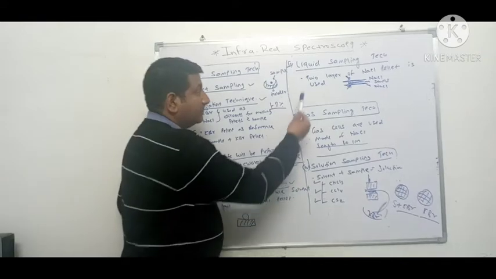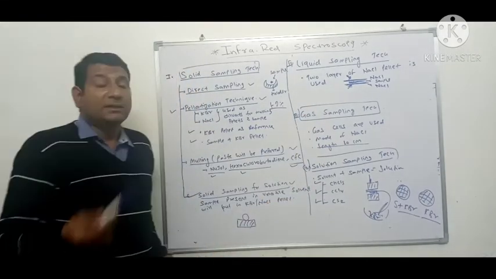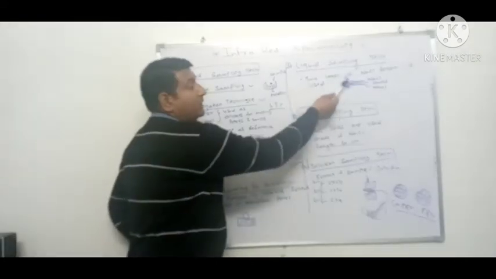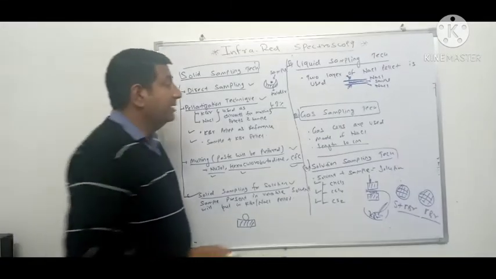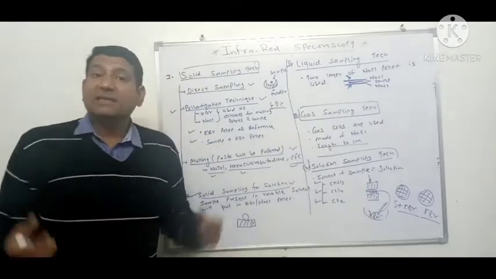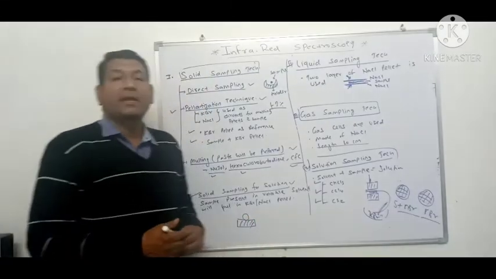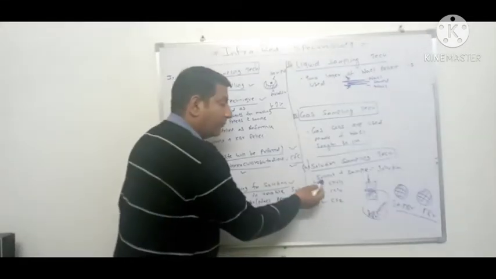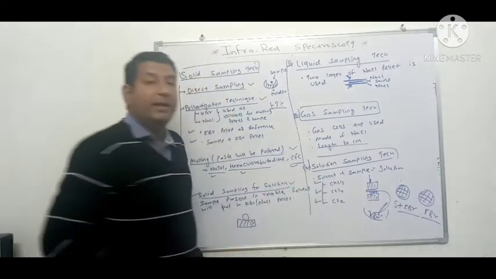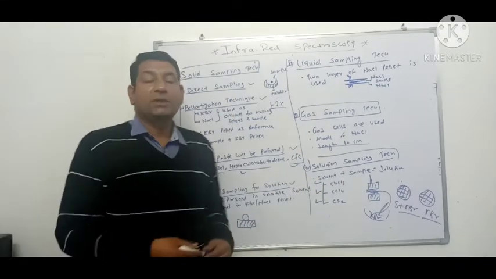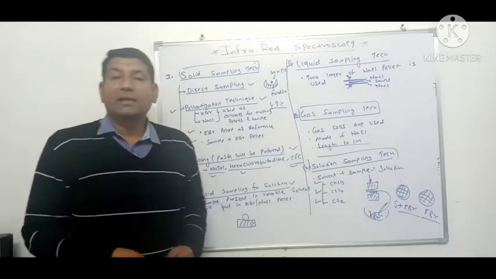In liquid sampling techniques, simple NaCl pellets are used in which the sample is applied. In the gas technique, gas cells made up of NaCl are used. And in the solution sampling technique, we use solvents like chloroform, carbon tetrachloride and carbon disulfide to make a solution of the sample and get our analysis done.